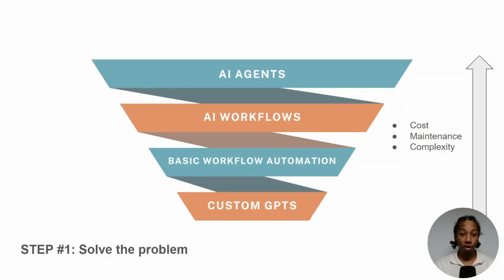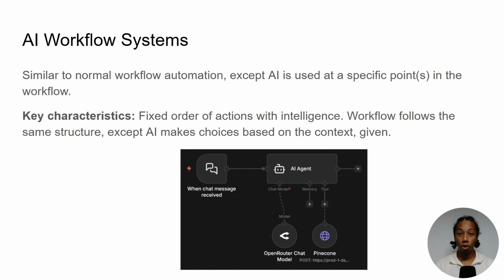Now, in terms of AI workflows, they're actually very similar to normal automation workflows, except AI is actually used at specific points in the workflow. So in terms of the order and structure, it's actually exactly the same as normal automation workflows, except that the AI will make content-specific choices and improve the intelligence of the workflow.